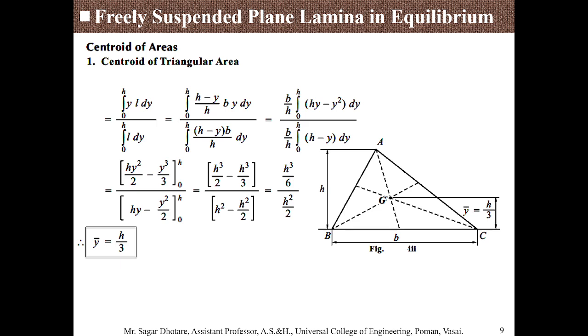Putting in all the values, what we need to understand is how to identify the value of y bar. That is h by 3. If the triangle is symmetric about the y-axis, then the x coordinate is 0, so we only need to calculate the y coordinate, and the value of the y coordinate of the center of gravity is y bar equal to h by 3. Here b is the width and h is the height, for the triangle.